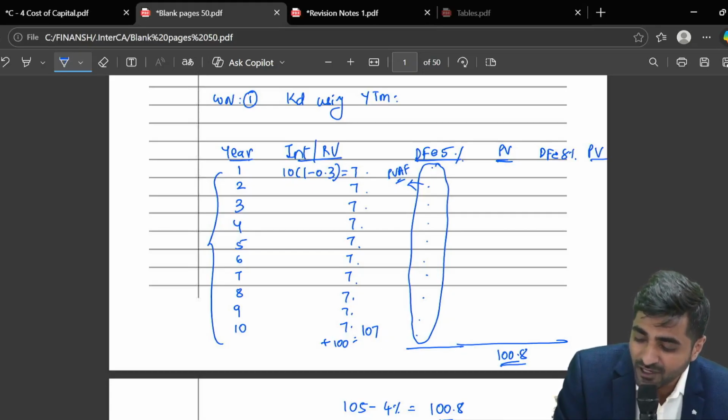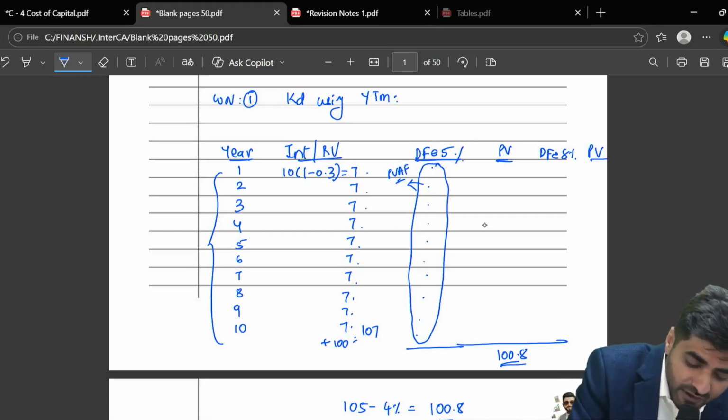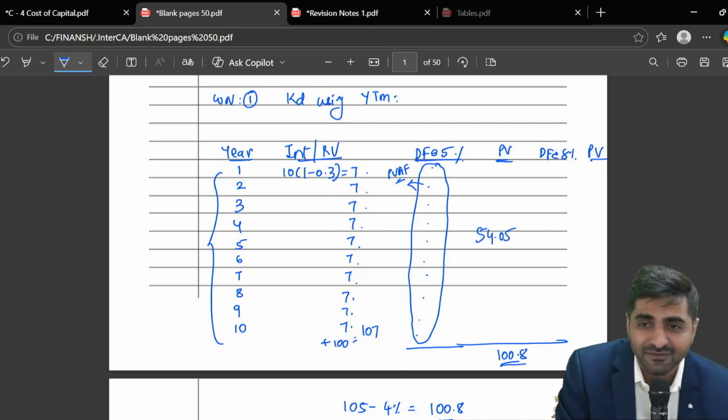Now press GT. I hope you all have GT. Press GT on your calculator. You should all get 7.72173. Now you multiply that by 7. You all should be getting 54. So can I say the present value of interest is 54.05.